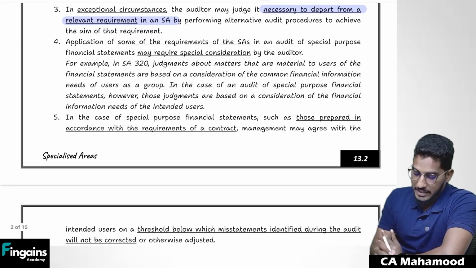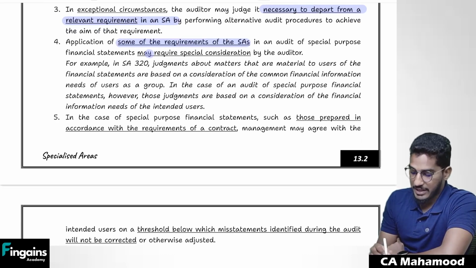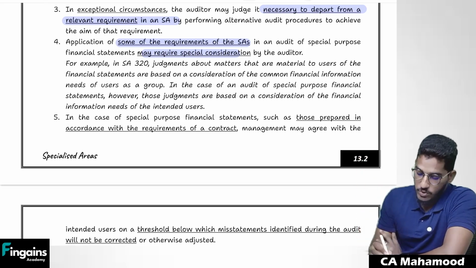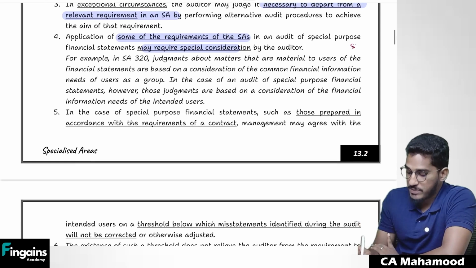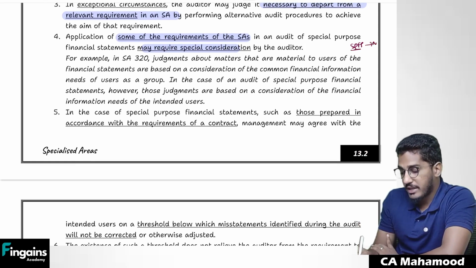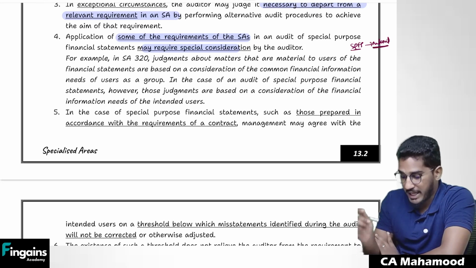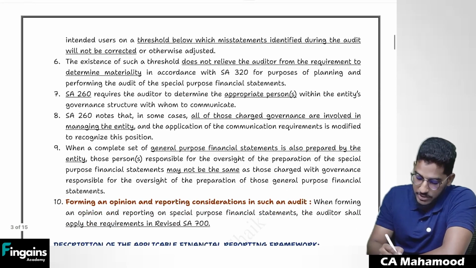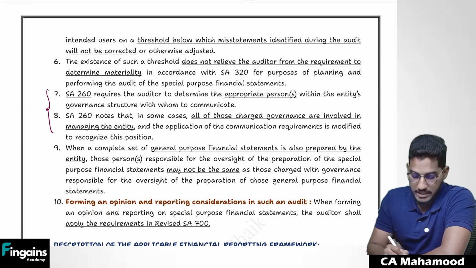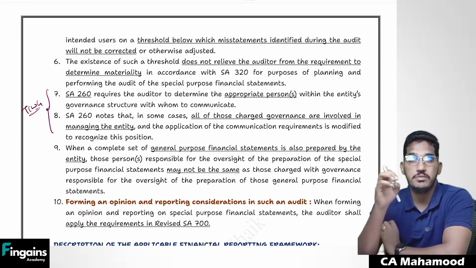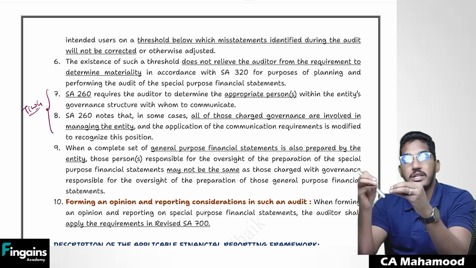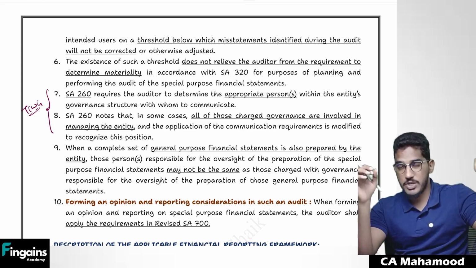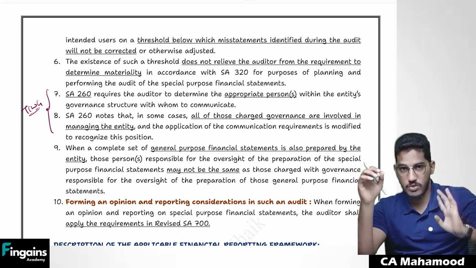Next one, some items require very important consideration, especially materiality. So you have to pay close attention to materiality. In the case of special purpose financial statements, what is material and what is not material, you have to pay a lot of attention. Next, along with that, you should also consider the requirements of SA 260. You have to identify who are those charged with governance in the client's organization and communicate with them. Whatever matters are required to be communicated with those charged with governance as per SA 260, fulfill those reporting requirements also.